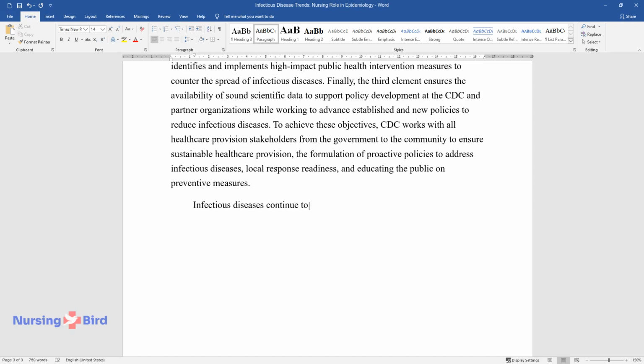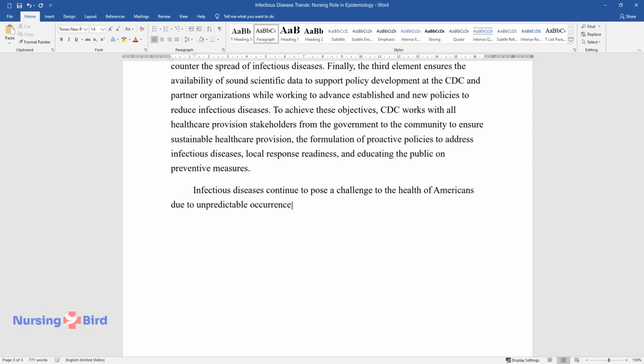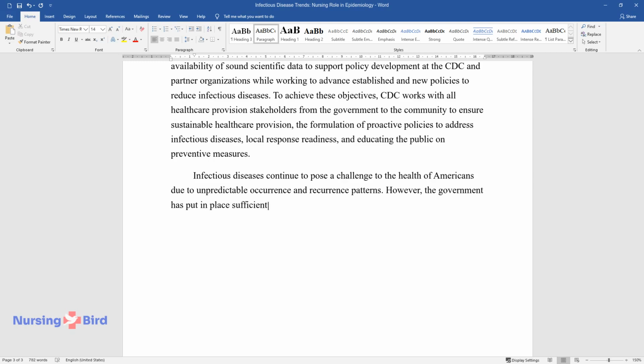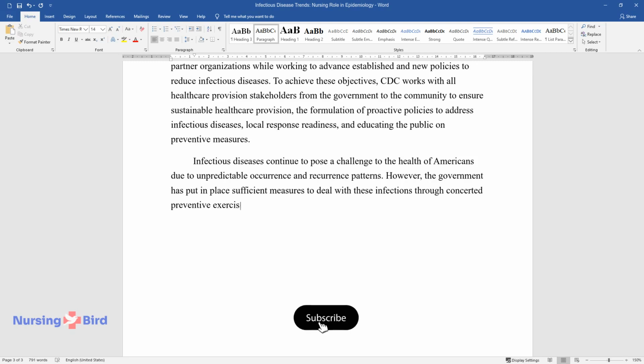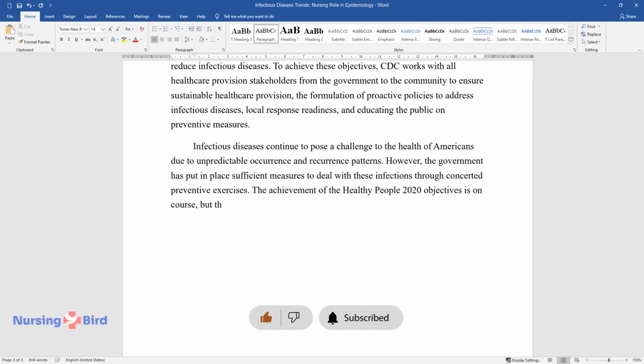Infectious diseases continue to pose a challenge to the health of Americans due to unpredictable occurrence and recurrence patterns. However, the government has put in place sufficient measures to deal with these infections through concerted preventive exercises. The achievement of the Healthy People 2020 objectives is on course, but the involved stakeholders should fast-track their initiatives.